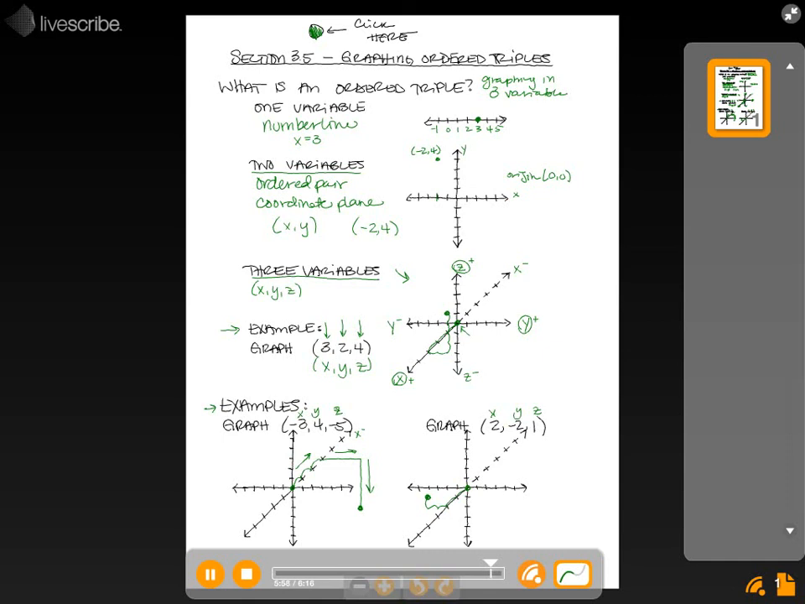All right? Again, it's very important that you draw the lines on these so you can see how you get there. If you don't, there's no way for me to tell where your point actually is, because you could come up with a different set of numbers that would end up in the same spot. So, those are your notes on how to graph an ordered triple.